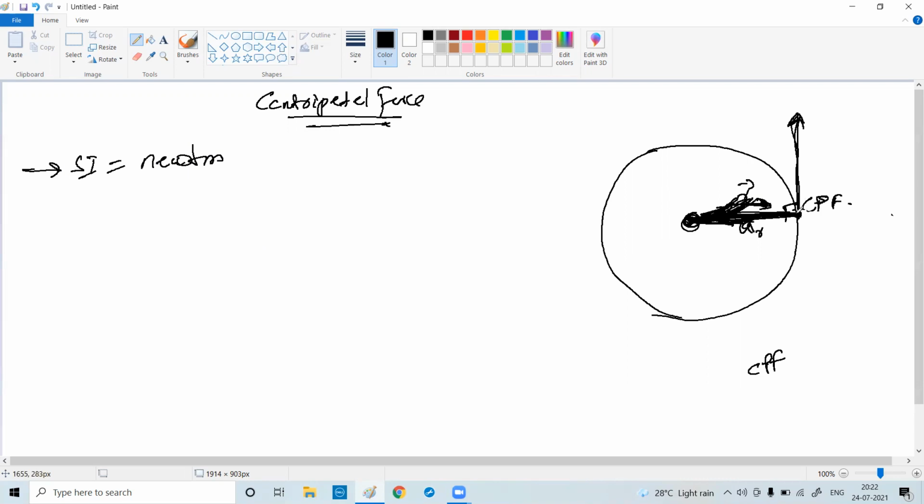See, the object is rotating here. This is the displacement direction. So if you see, the displacement is this side, the force is this side. When it comes here, the displacement is this side, the force is here. So the tangent always makes 90 degrees with respect to the centripetal force. Is it clear? Yes.